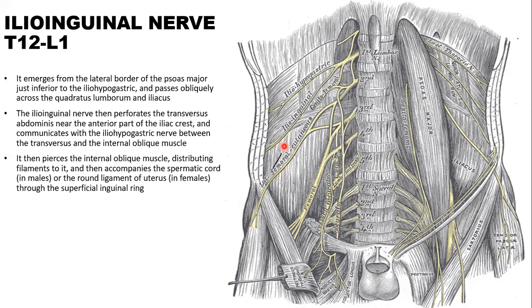Okay, and it then accompanies the spermatic cord in males and the round ligament of the uterus in females through the superficial ring. So after piercing like that, this nerve will go on the anterior aspect where it will accompany the spermatic cord in males and the round ligament of the uterus in females. Okay, so that is the ilioinguinal, just by the name itself: ilio, the iliac bone, close to the iliac region. Inguinal, it will accompany the spermatic cord in males, the round ligament of the uterus in females through the inguinal canal.